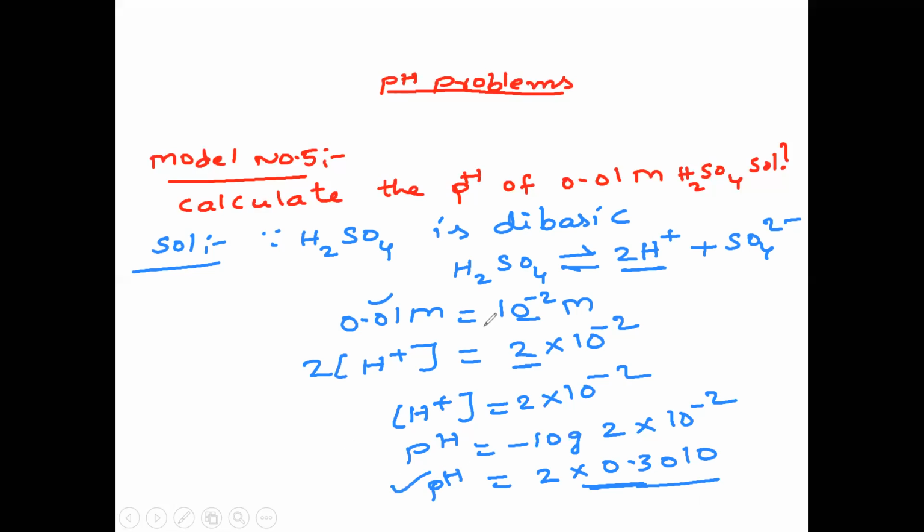In this way you have to do, since it is dibasic. Whatever the concentration is given, we have to multiply with 2. Why are we multiplying with 2? Because sulfuric acid gives 2 H plus ions.